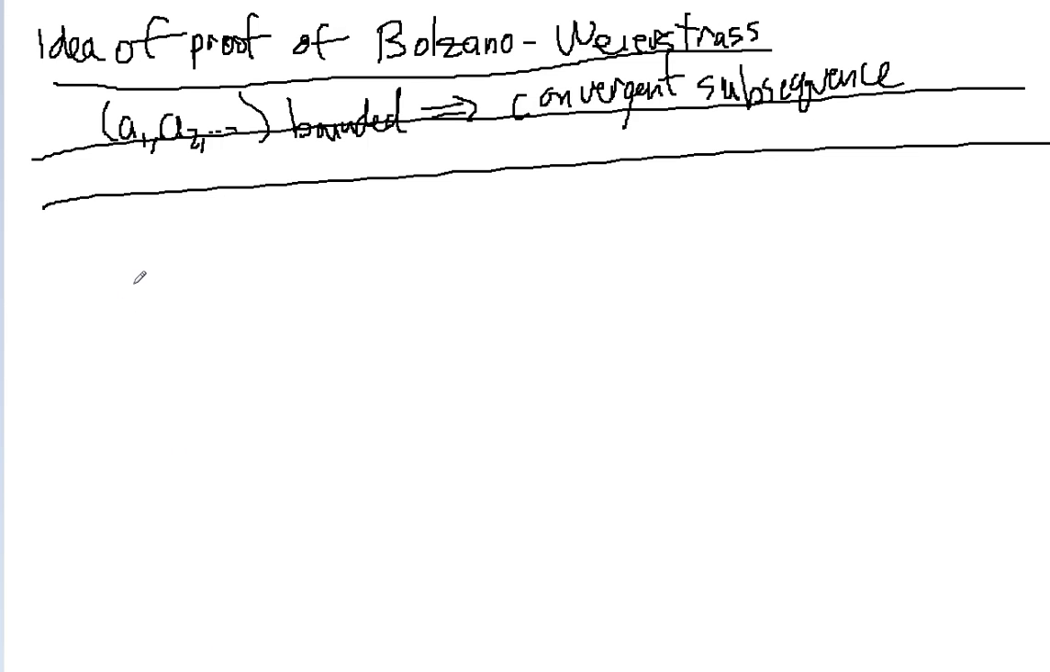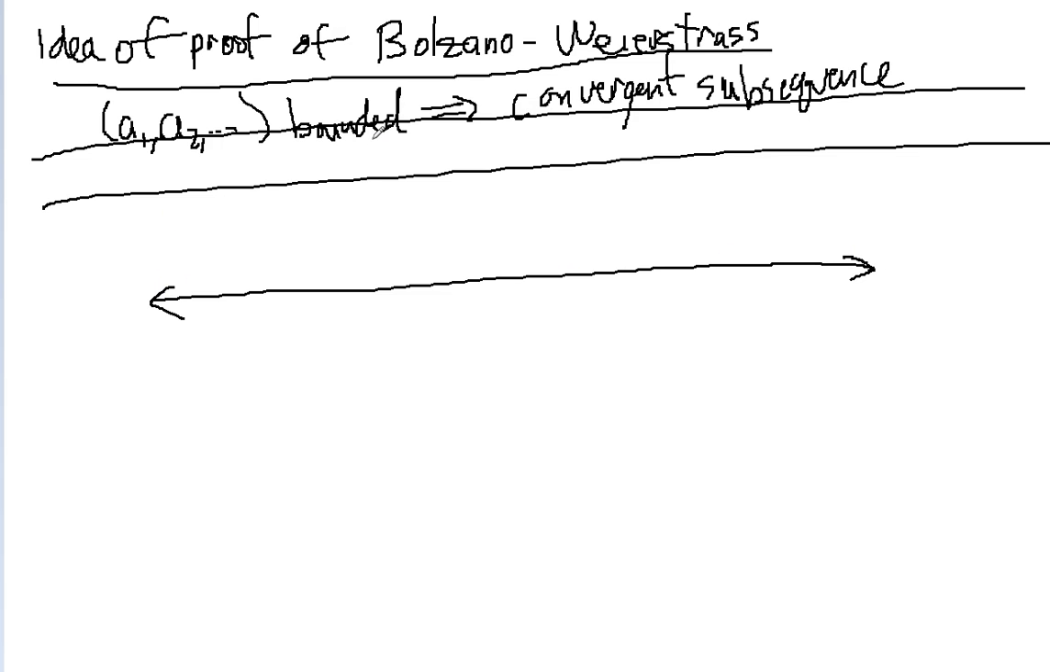In this screencast, I'm going to give you the idea behind the proof of the Bolzano-Weierstrass theorem, which basically says if you have a bounded sequence, then it has to have a convergent subsequence. And the idea behind this proof is really cool, I think. So what we have, let's draw a number line.